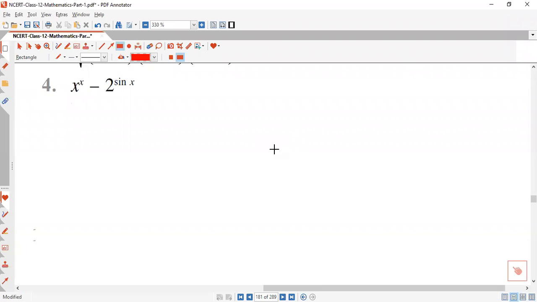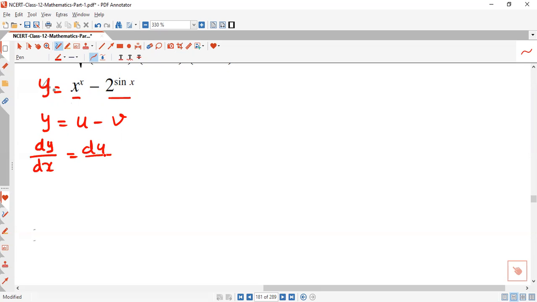Question number 4. X raised to x minus 2 raised to sin x. I would like to differentiate this function. Because there are two functions here, let's say y equal to this part. So I will write y equal to this function x raised to x as u and this function 2 raised to sin x as v. So y equal to u minus v. If we differentiate both functions with respect to x, we get dy by dx equal to du by dx minus dv by dx.